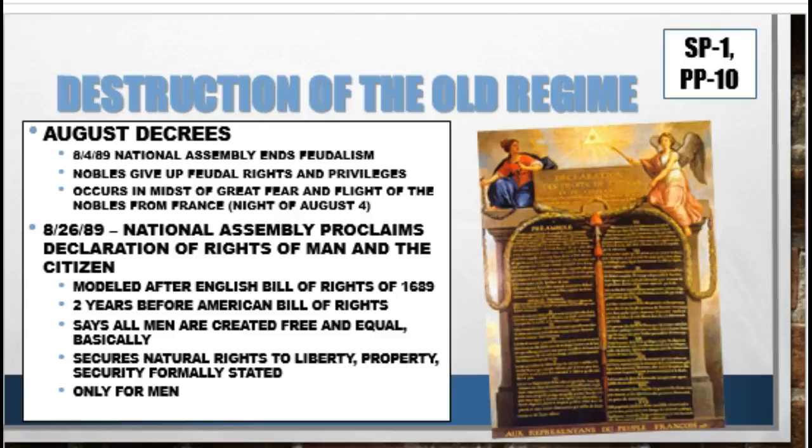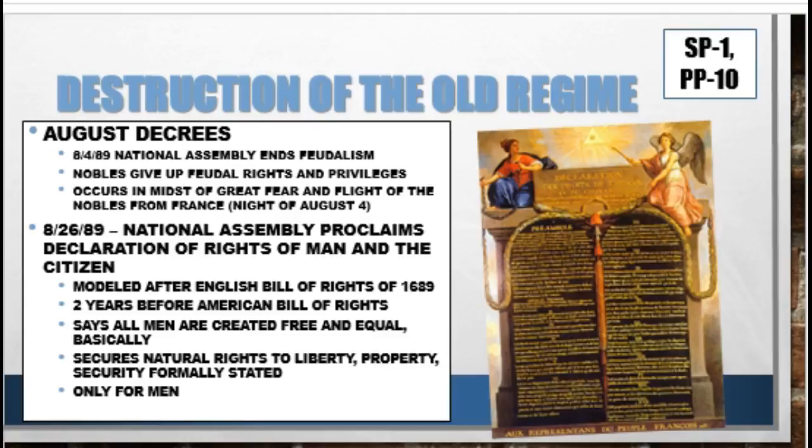Now, by August 26th, 1789, the National Assembly passed something you need to know, which is the Declaration of the Rights of Man and Citizen. It was kind of modeled after the English Bill of Rights of 1689. It was actually passed 2 years before the American Bill of Rights, but it said that all men are created free and equal, and basically they had the freedom of expression, they should have freedom of religion, taxes should only be raised with common consent, and that the government should secure natural rights to liberty, property, security. And again, it's important to note that this was only for men.